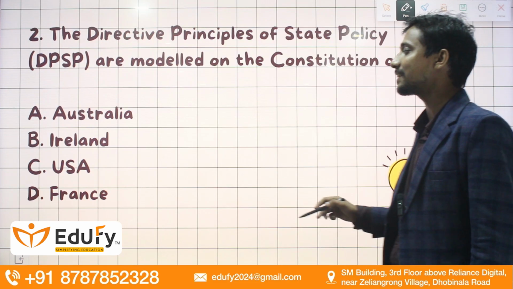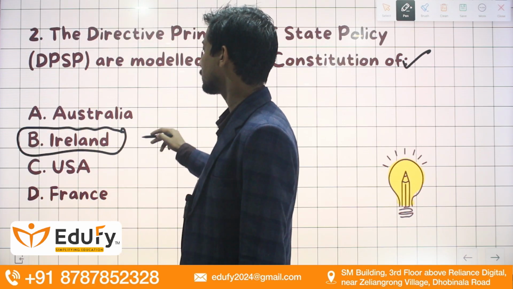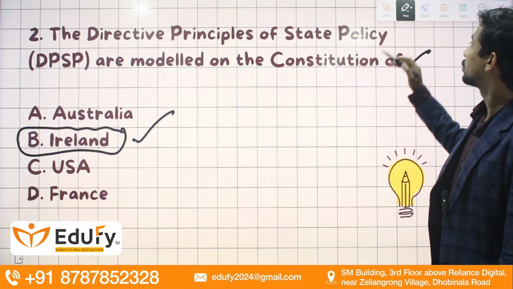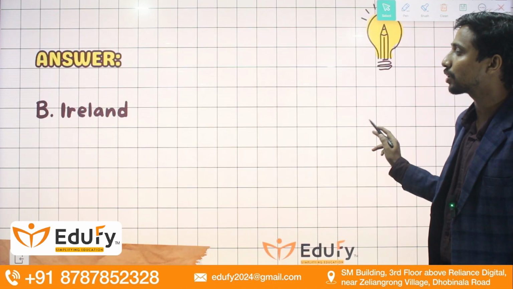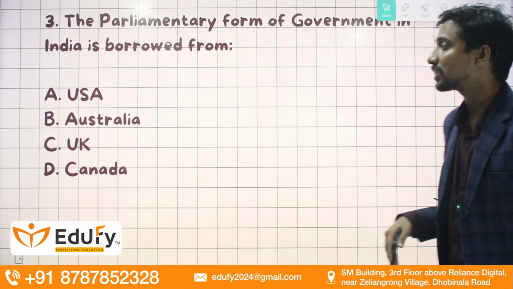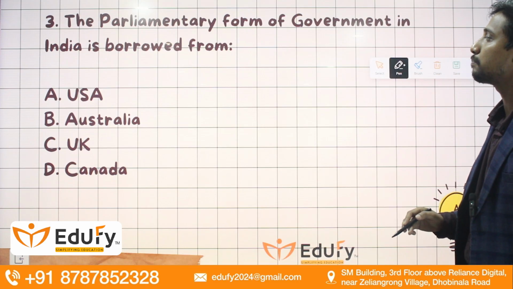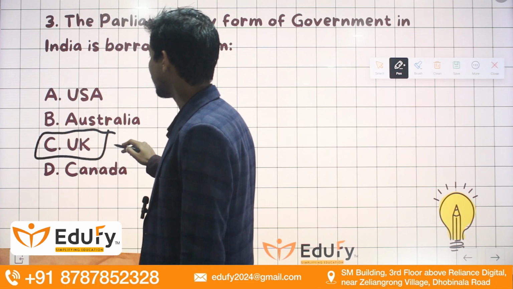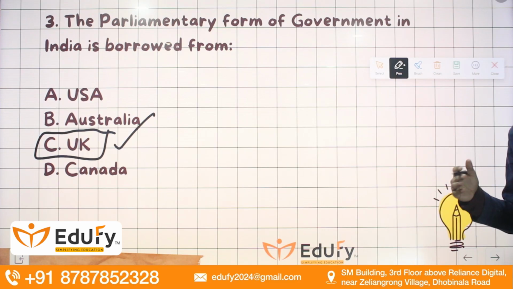Moving towards the next question, guys, we have: the directive principles of state policy are modeled on the Constitution of which country? So, basically, it is asking the source of the directive principles. We all know the source of directive principles is Ireland or the Irish Constitution. Moving towards the next question, guys, we have: the parliamentary form of government in India has been borrowed from. So, guys, we have borrowed the parliamentary form of government in India from the UK or United Kingdom.